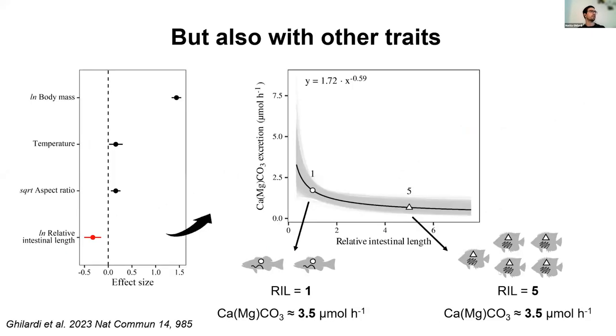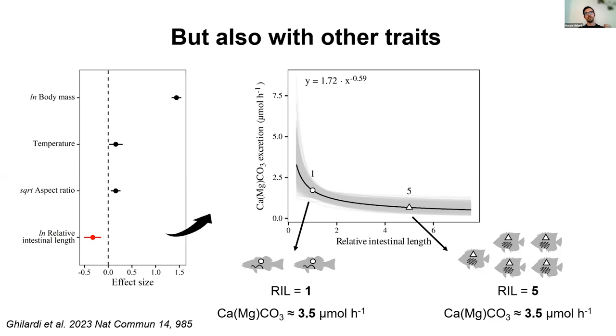But we also found that carbonate excretion rate decreases with increasing length of the intestine of the fish. And this relationship is actually stronger than that with temperature and the aspect ratio of the caudal fin. And this finding is important for two reasons. First, because the length of the intestine is related to the trophic level of the fish, with herbivorous fishes typically having a much longer intestine than fish at higher trophic level.